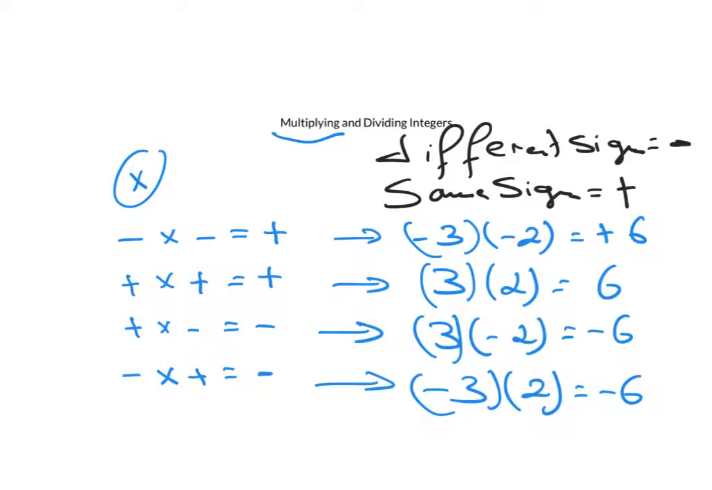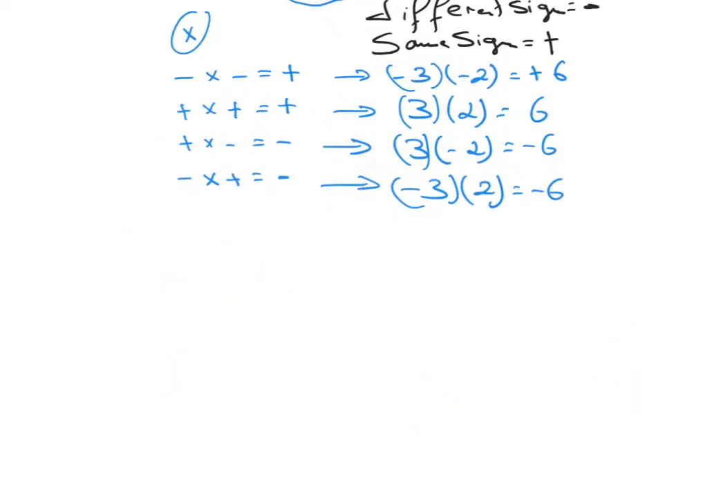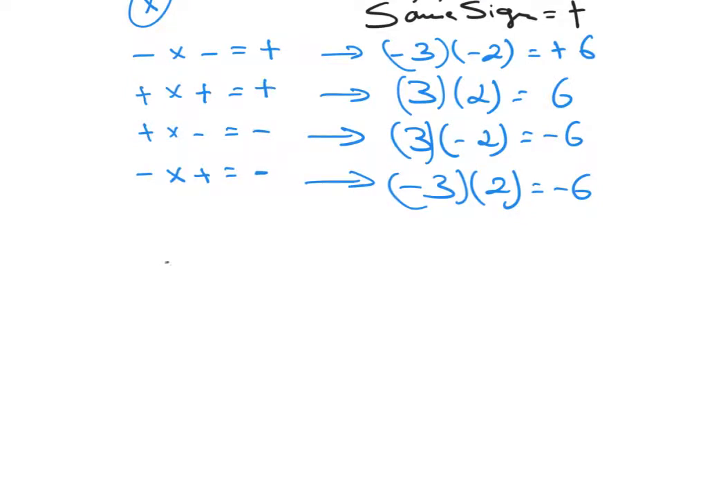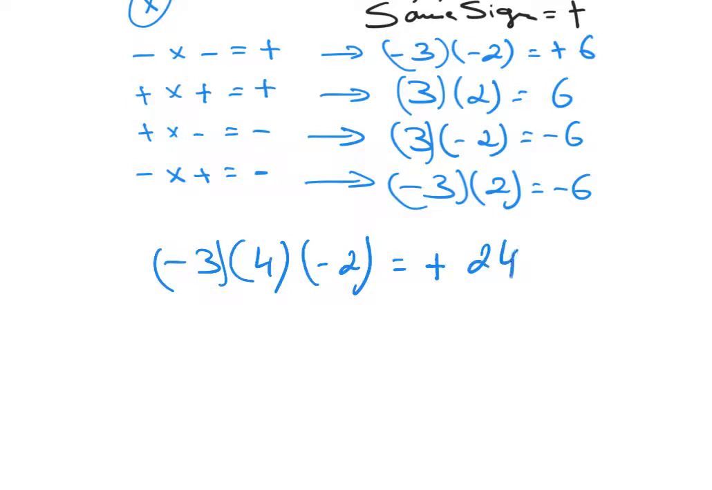You multiply two values with the same sign, you get a positive value. You multiply two values with different signs, you get a negative value. What if we have more values? Let's suppose I have negative 3 times 4 times negative 2. Now we count the number of negatives. As you can see, I have two negatives, so that's even. If I have an even amount of negatives, the answer is going to be positive. Then 3 times 4 is 12, 12 times 2 is going to be 24. What if I have negative 3 times negative 4 times negative 2?